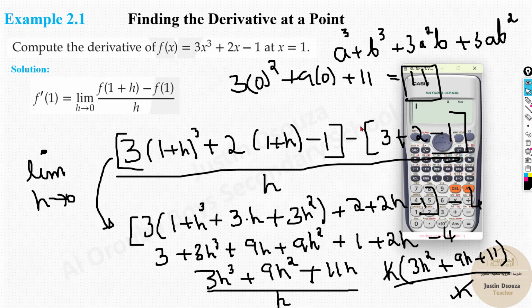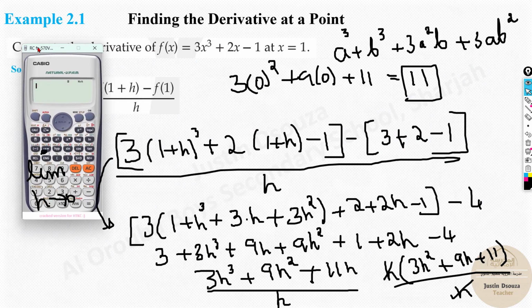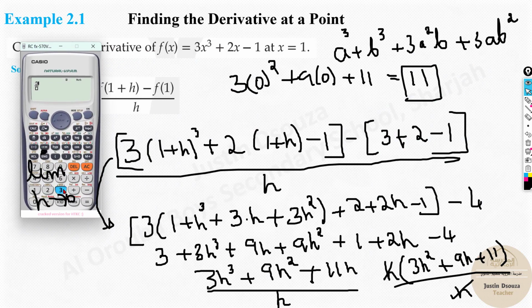Let's double check it in the calculator. So what I'm doing is I'll have to just substitute this over here. 3 multiplied by 1 plus h is a variable, so I'll use x cube in this case. Yeah, correct. 3 into 1 plus h cube plus 2 multiplied with 1 plus h, that is x, close the bracket, minus 1, and this entire term is subtracted by 3 plus 2 minus 1 is 4. So I'll just write 4 over here, divided by h is x.